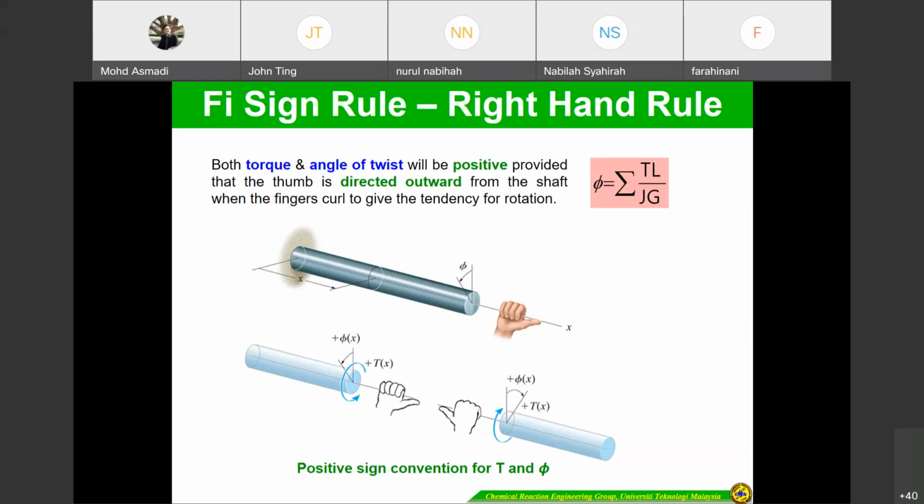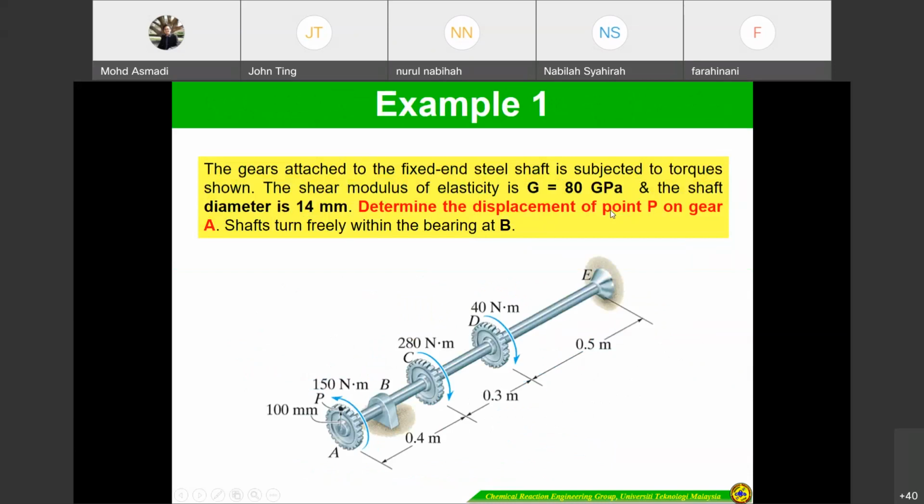I think this is a good example showing how to use the right-hand sign rule. The gear attached to the fixed steel shaft is subjected to the torques shown. The shear modulus of elasticity is 80 gigapascals. The shaft diameter is 40 millimeters. Determine the displacement of point P.